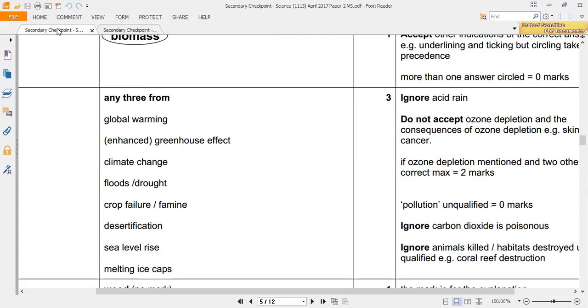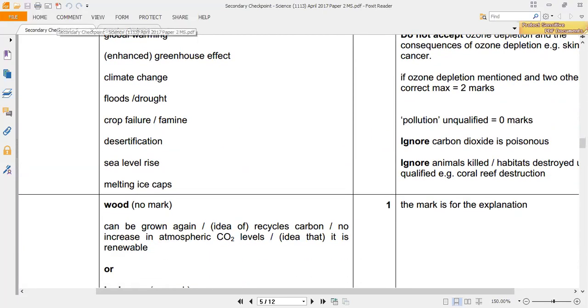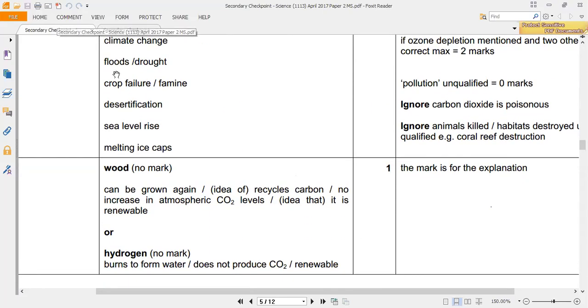It's a hydrocarbon. Yeah, here he mentioned wood as a first response, and the explanation in this case can be that it can be grown again as a renewable resource, or recycling the carbon, or no increase in the atmospheric carbon dioxide levels, and also the hydrogen. Why? Because it burns to form water, doesn't produce any carbon dioxide, and also it's a renewable resource. So both hydrogen or wood will be okay for this question.